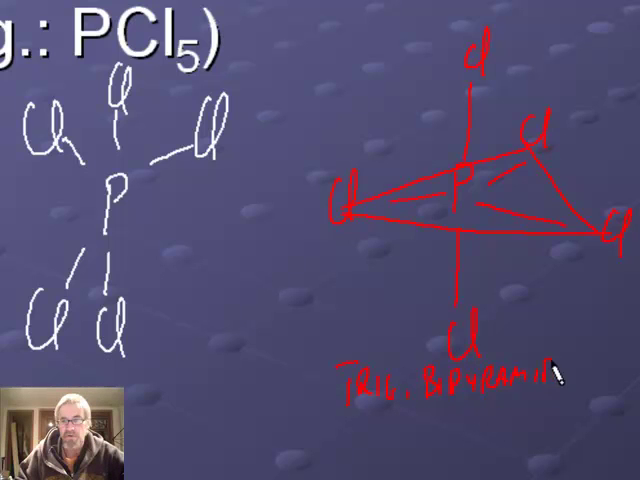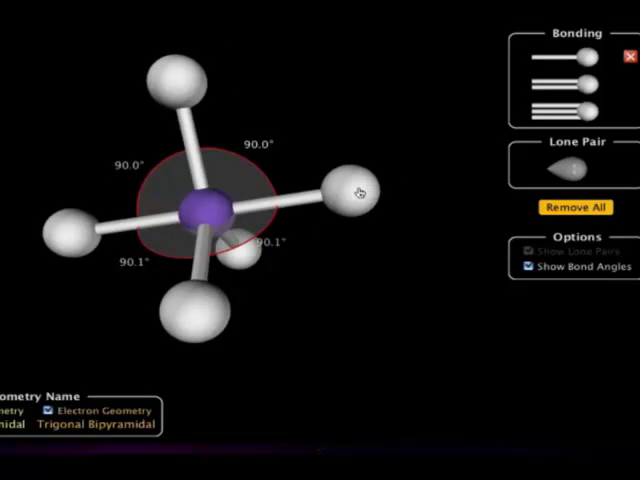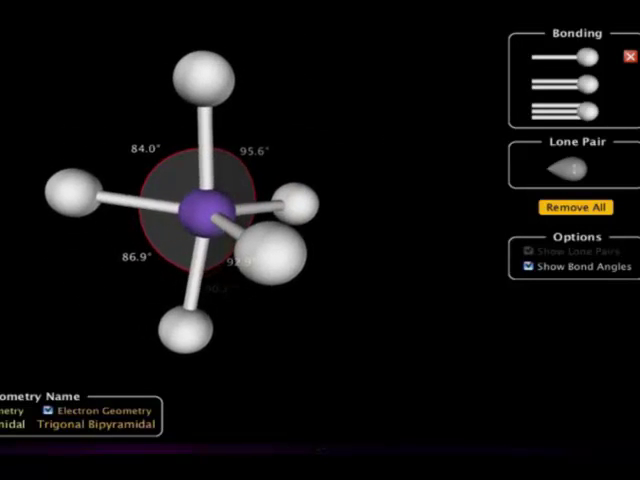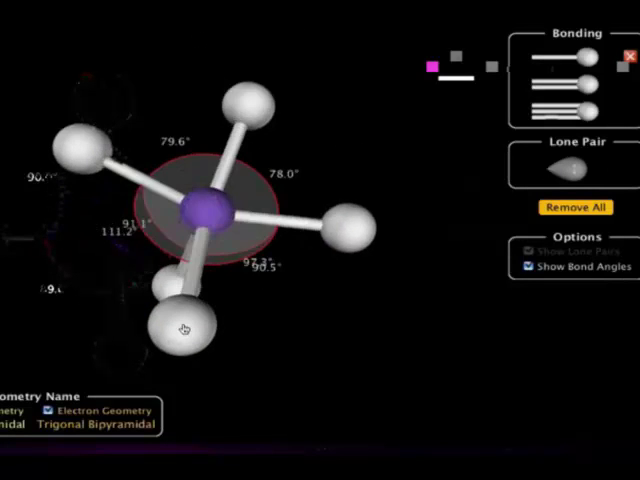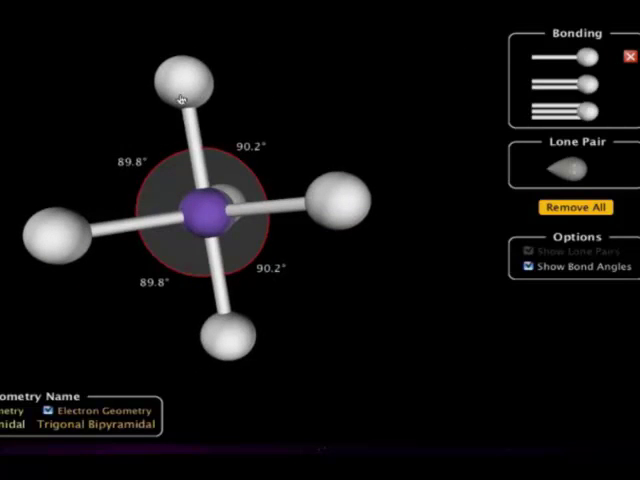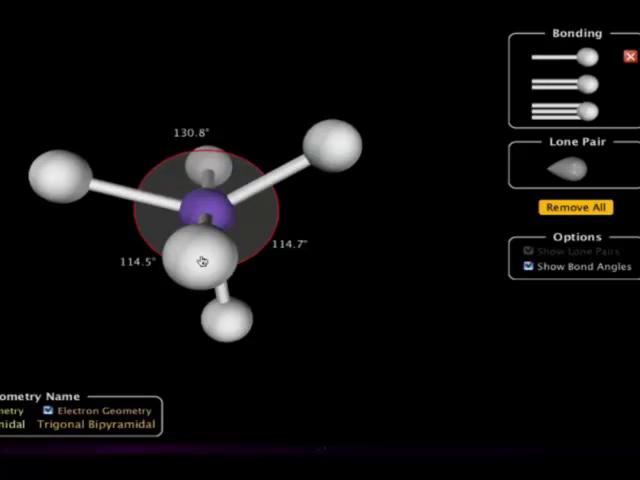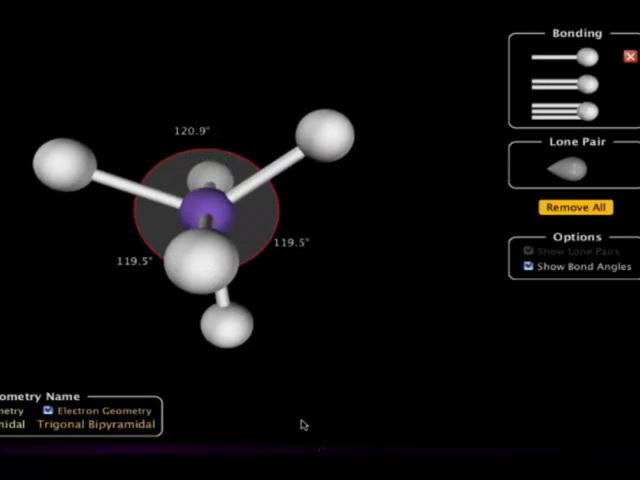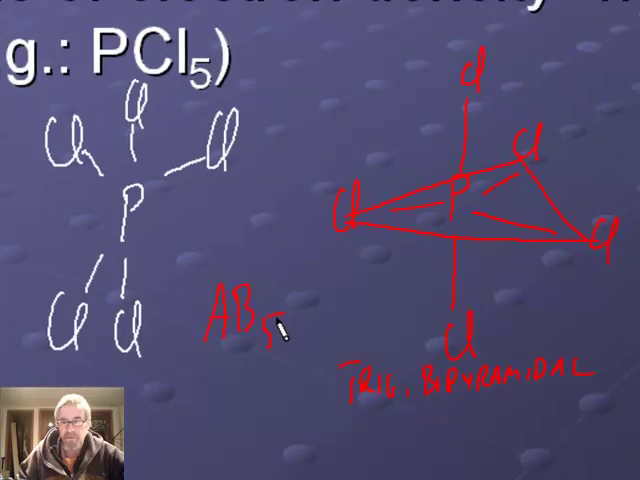shape. It's called trigonal bipyramidal because it's 2 pyramids, and they both have a triangular base that they share in the middle. To a tetrahedral geometry, I'm going to add a 5th bond, and I can see I get this shape that's called a trigonal bipyramidal. The bond angles are 120 degrees in the equatorial plane, the plane of the equator, and then the bond angles to that equator are 90 degrees each. Trigonal bipyramidal shape comes from an AB5, 1 central atom, 5 outside atoms, no lone pairs.